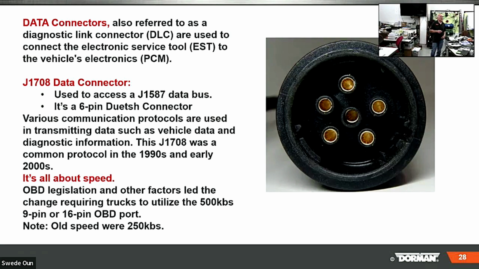But it's all about speed, guys. I believe that had like 250,000 bits per second. We're up into 500,000 since we went to J1939. And that's why I said it's all about speed. So OBD legislation and other factors led to changes requiring trucks to use that 9-pin, or moving from that 6-pin to the 16-pin OBD port. Okay, and you see the older speed there.